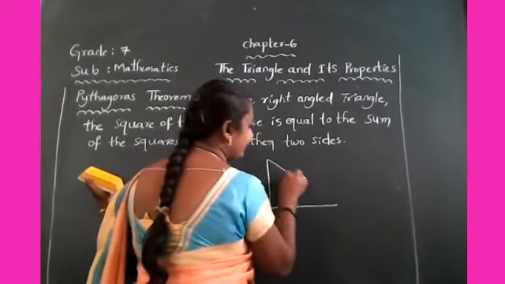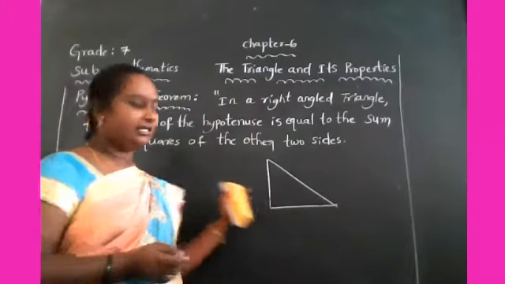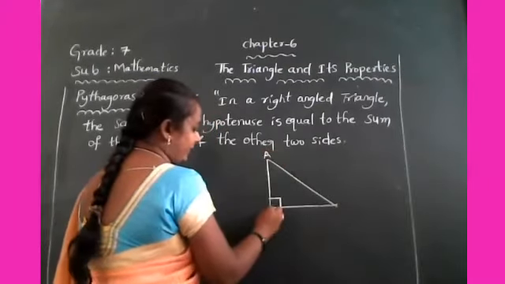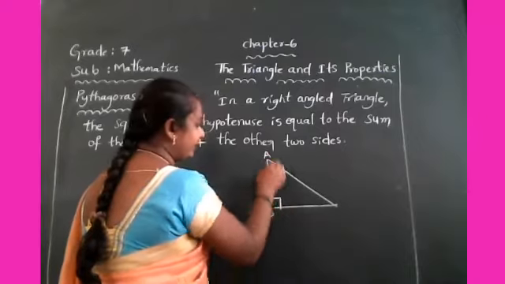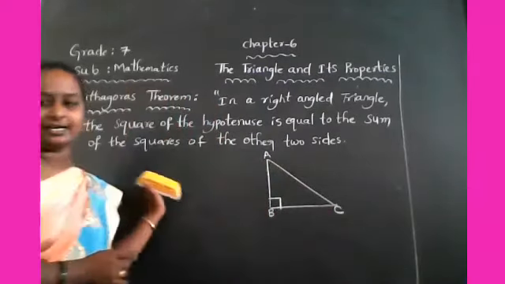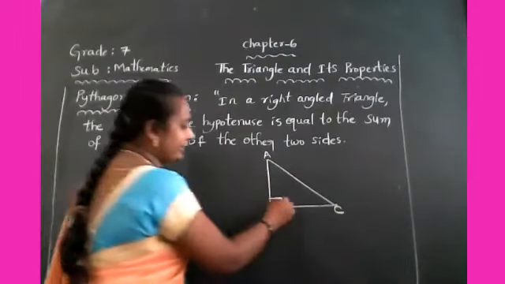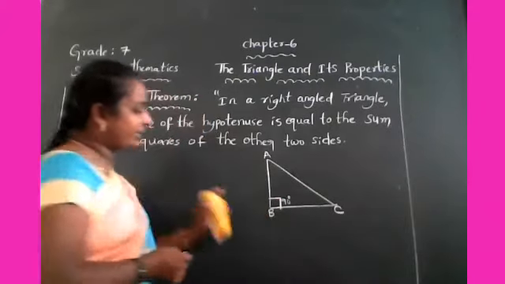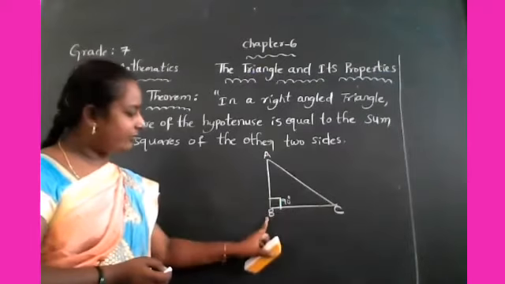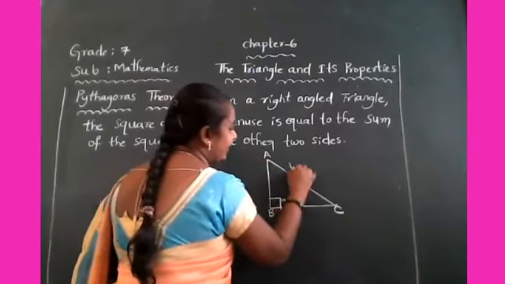Do you know the right angle triangle? Yes, in a right angle triangle, one of the angles is 90 degrees. Suppose I am giving the name of the right angle triangle as ABC. ABC is the right angle triangle, with the right angle at B. So here it contains 90 degrees. The side opposite to the right angle is called the hypotenuse.